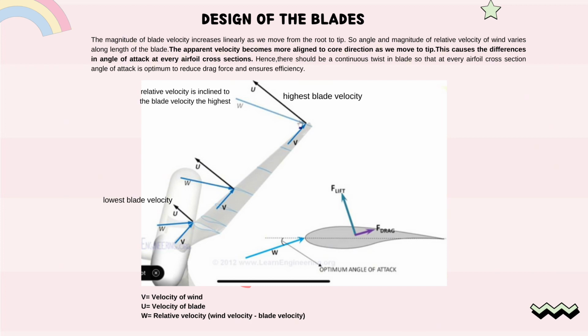The apparent velocity becomes more aligned to the core direction as we move to the tip. This causes the differences in the angle of attack at every airfoil cross-section. Hence, there should be a continuous twist in the blade so that at every airfoil cross-section, the angle of attack is optimum to reduce drag force and ensure efficiency.